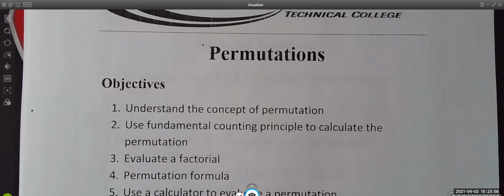Since there's no restriction on which book could be the first one to be put on the bookshelf, any book has an equal chance to be selected to be put on the bookshelf. So for the first book, there will be 7 different ways. Let me draw these boxes to indicate the books. 1, 2, 3, 4, 5, 6, 7. It's like invisible. You don't have to draw this. Just indicate this is the first book.